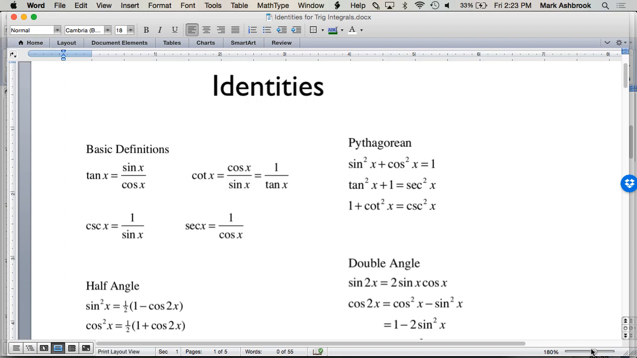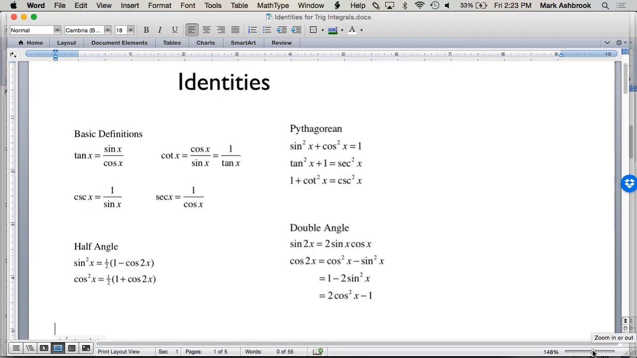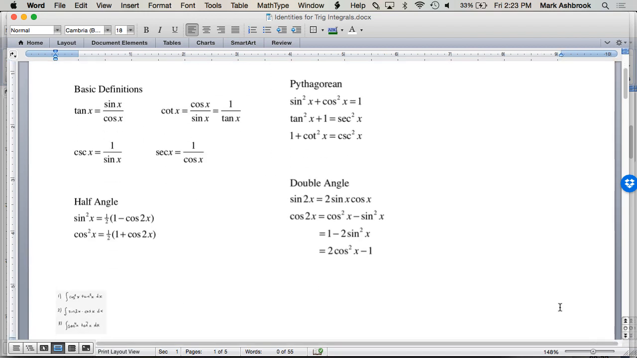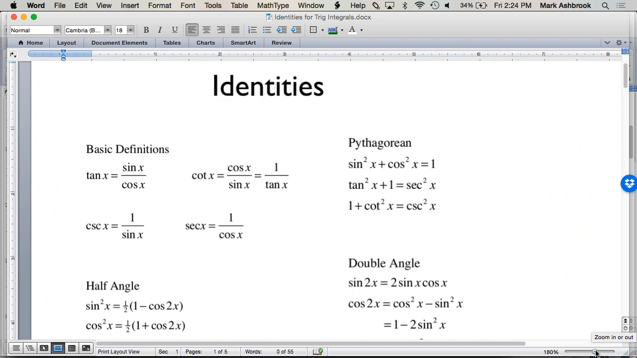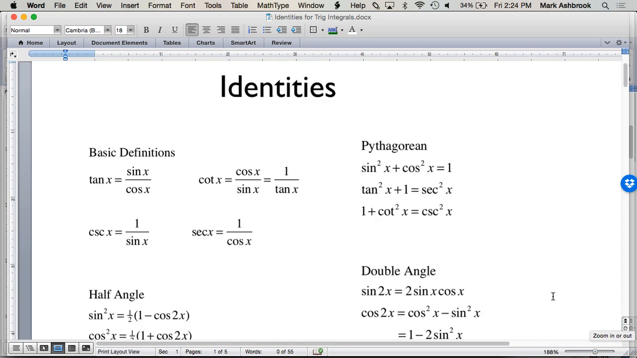A little bit smaller. There we go. Can you still read those in the back? Can you still read it? You can, okay, good. I can't read my own thing here.